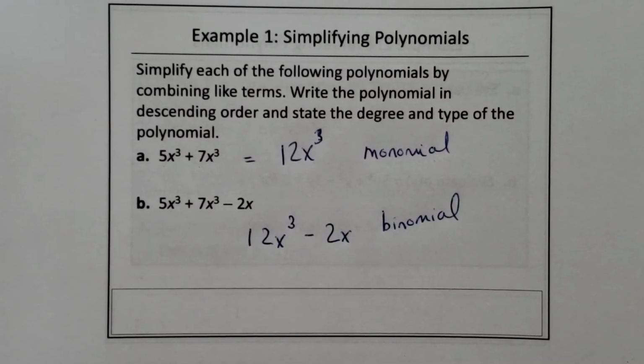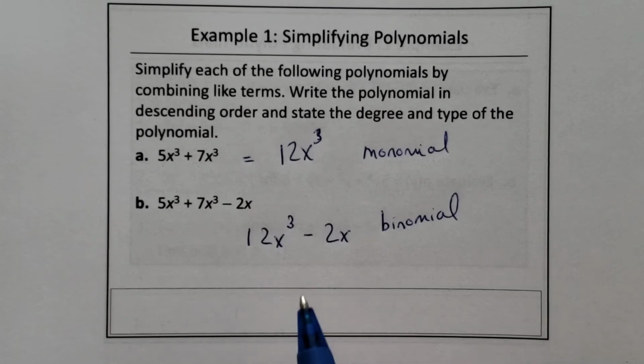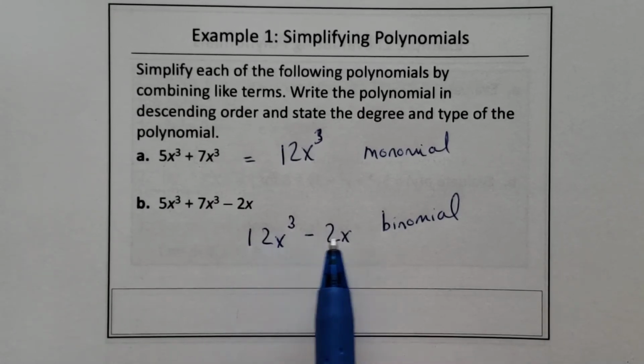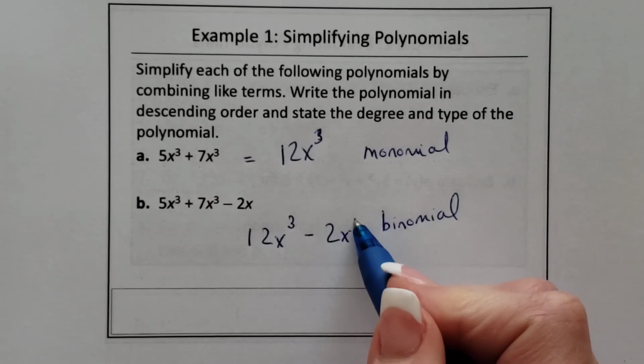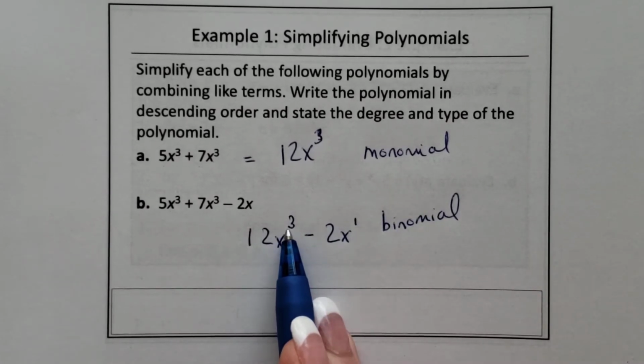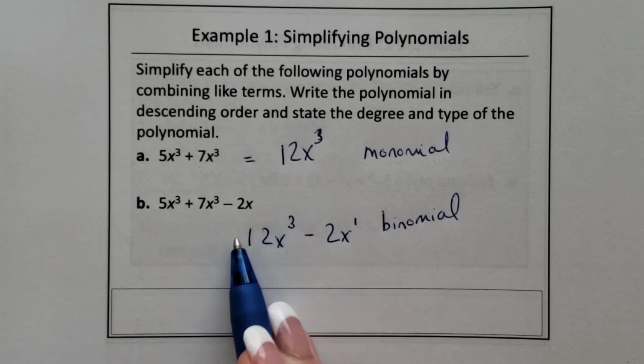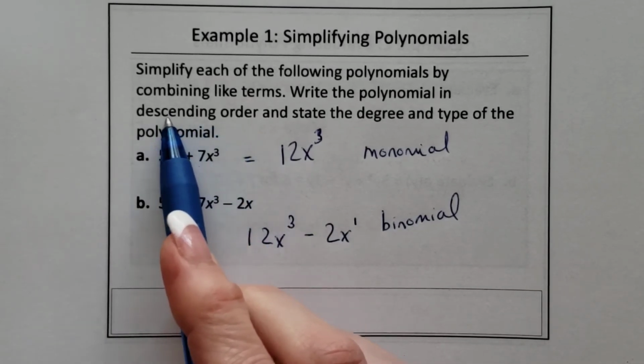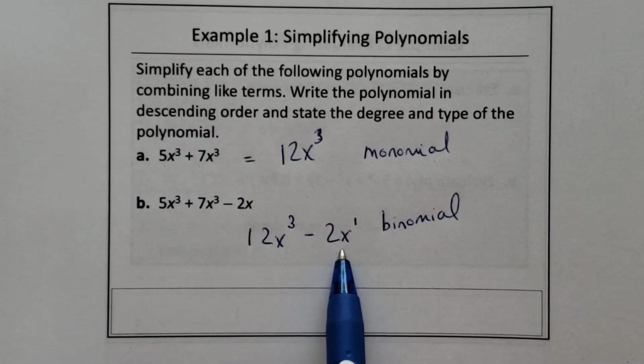Now the way you're going to write them is you're going to always list them from the biggest exponent down. So this exponent is a 1. So since 3 is bigger than 1, 3 comes first, or this whole term comes first. So that's what it means by descending order. So this is written in descending order.